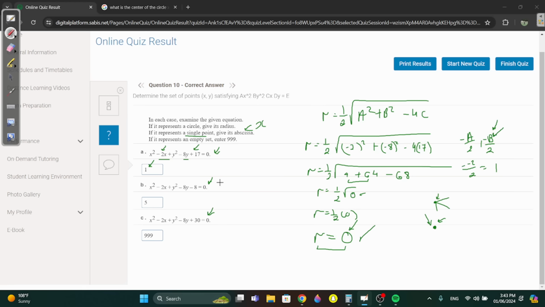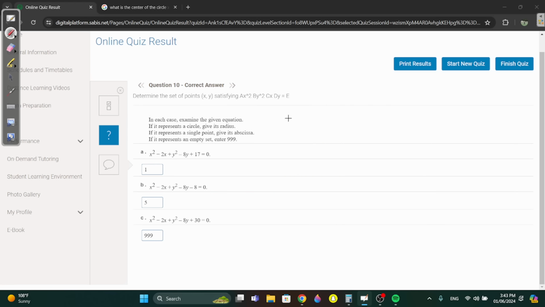So my answer is 1. Okay, how about this one over here? Same story. Okay, let's find the radius first. It's going to be half radical a squared plus b squared minus 4c. No, all this work can be skipped if you have a calculator.